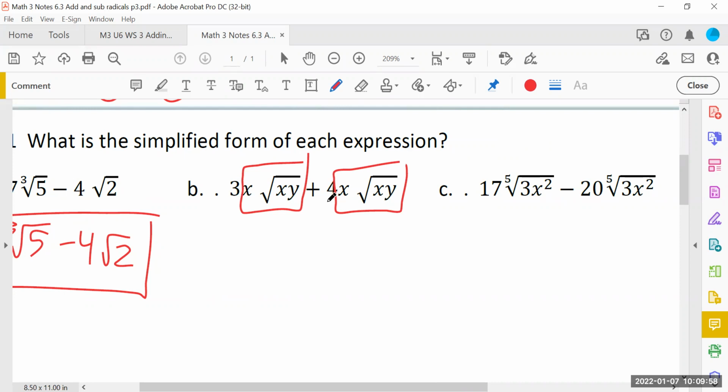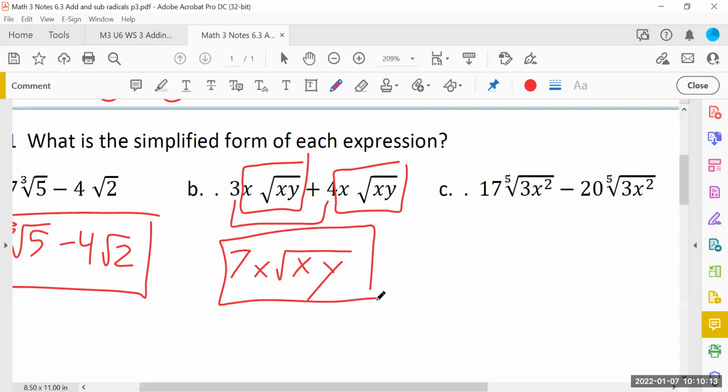So all I have to do then is add 3 plus 4. Hopefully we can all do that. 3 plus 4 makes 7. 7x root xy. That's my answer. That's all I have to do, add the numbers out in front, and then rewrite it with the exact same x root xy. Essentially what we're doing here is like terms. We're making sure that they match. If they do, you add them together.